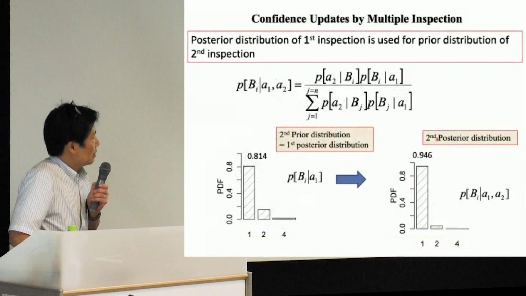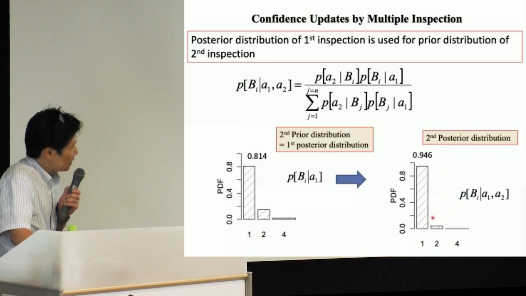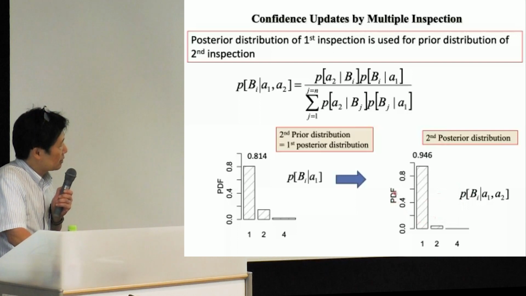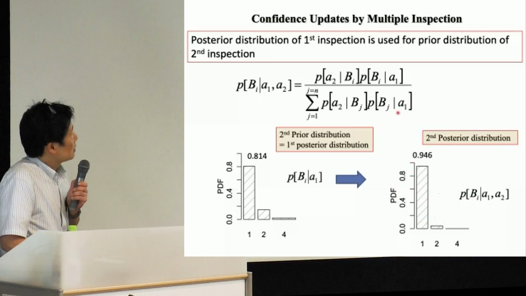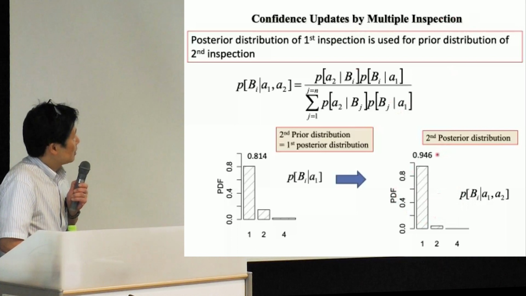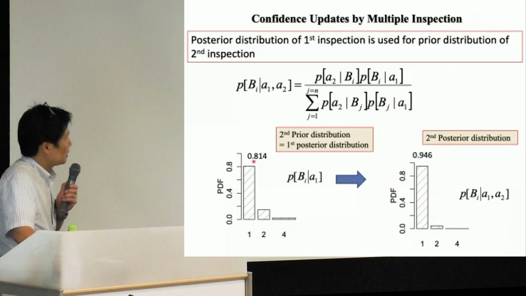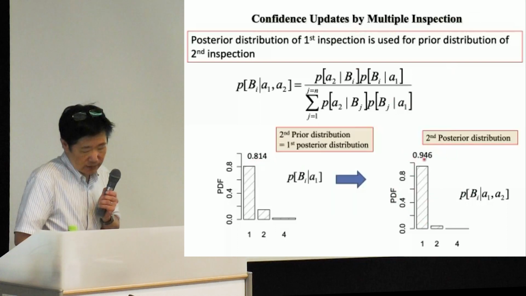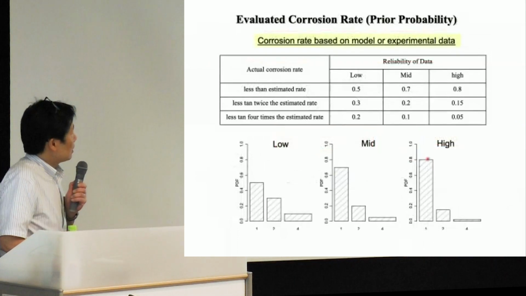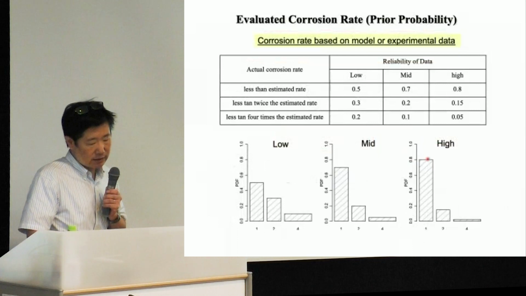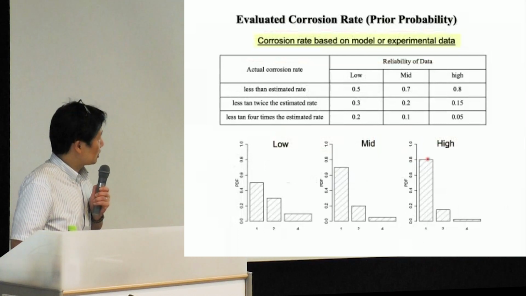And after the second inspection, we can estimate this probability density function this way. So confidence can be updated by multiple inspections. You can see confidence is increased from 0.1 to 0.94. Okay, so in that way, we can estimate confidence by inspection.